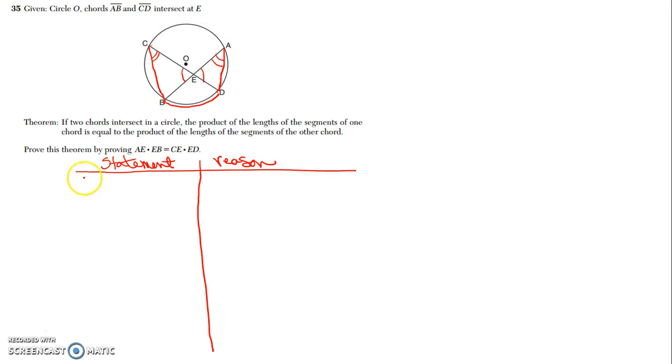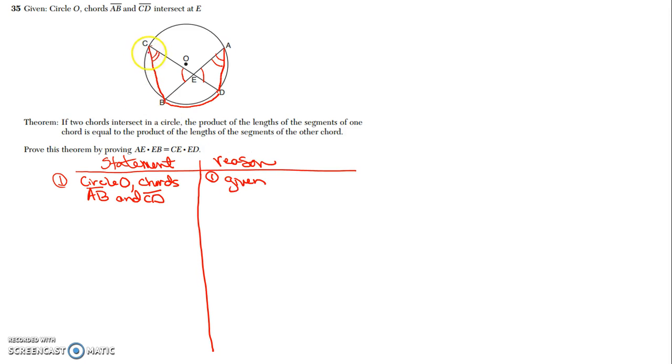Okay, here's our given. So you're given circle O and chords AB and CD. And your reason for that would be given.